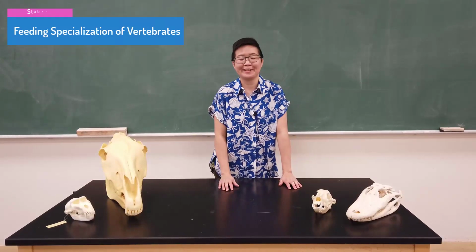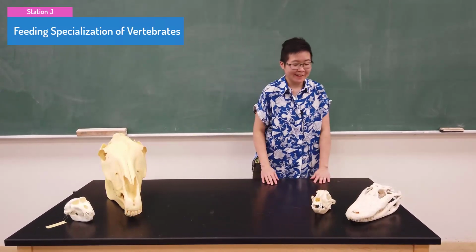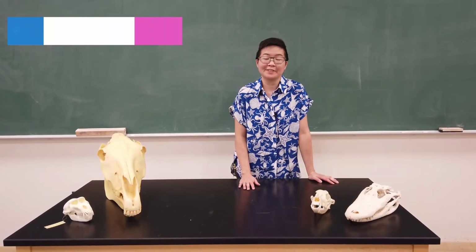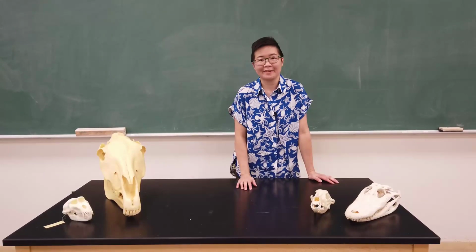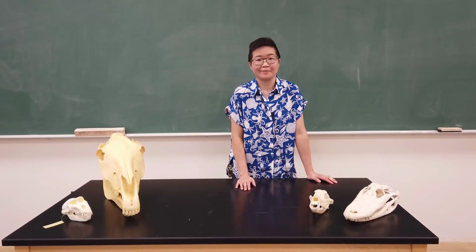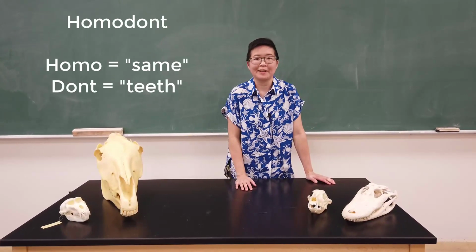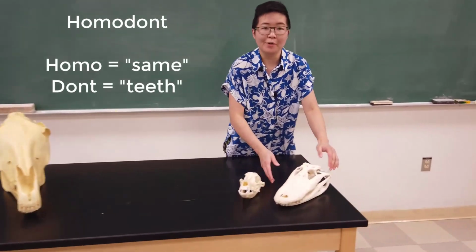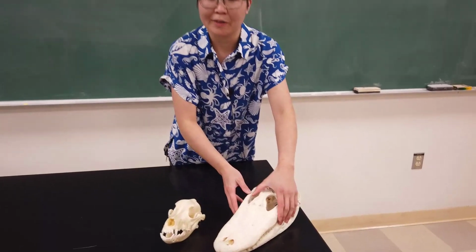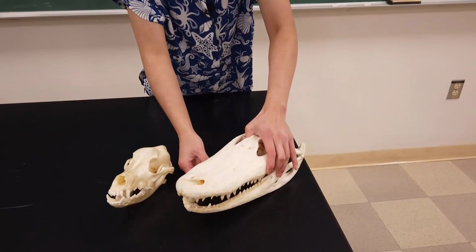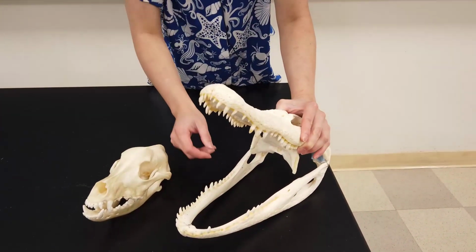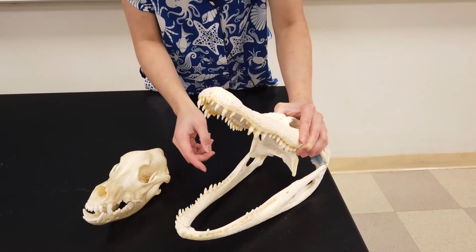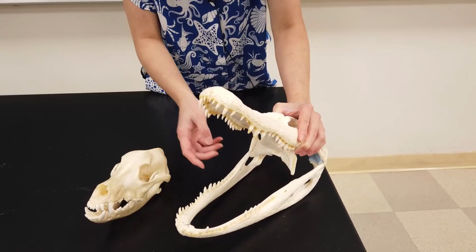Station J is about feeding specialization in invertebrates. So we're going to talk about two different types of dentition today, homodont dentition and heterodont dentition. Let's start with homodont dentition. So homo means same and dont means teeth. So in animals with homodont dentition, in this case we have a gator skull right here, you have very similar looking teeth that are very simple. So you can see that here, they're just simple little triangles.